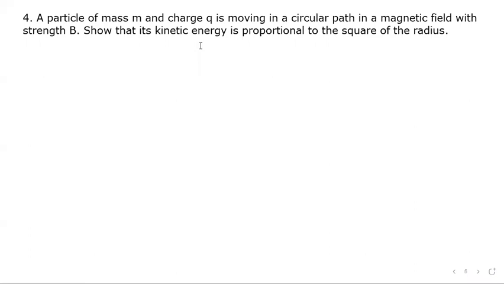In this next question, we have a particle of mass m and charge q moving in a circular path in a magnetic field with strength B. So just your very standard setup. Show that its kinetic energy is proportional to the square of the radius. Think of what that means. You've got kinetic energy on one side, the square of the radius on the other, and you want to show that it's proportional. So you want to show that the KE is equal to some constant, as yet unknown, times the radius squared.